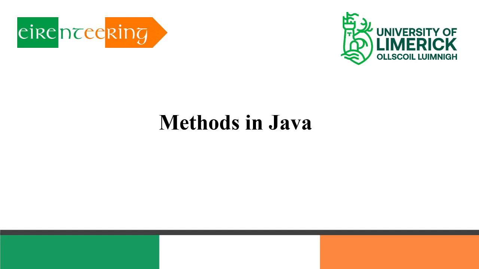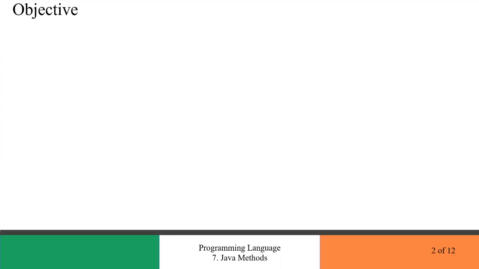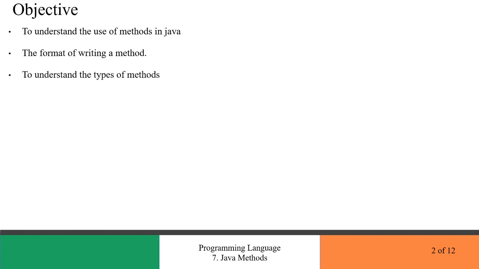Hi, and welcome to this lesson on methods in Java. Until now, we have had a look at the basic program elements in Java, the usage of variables and arrays, and the usage of conditional statements and operators. As a part of this lesson, we will understand what methods in Java are. We will look at the format of writing a method and the different types of methods. Let us get started.